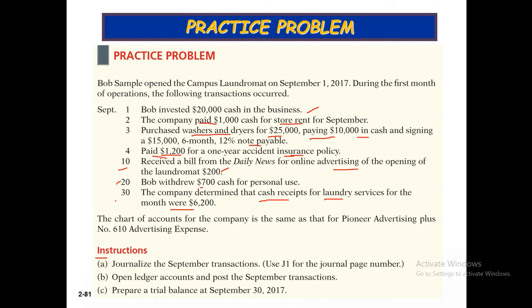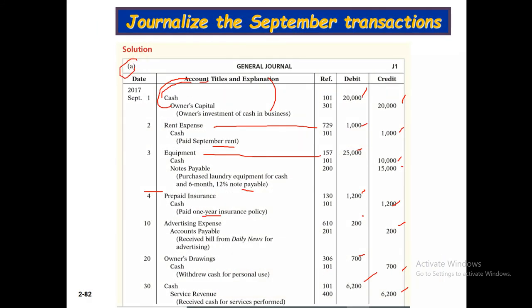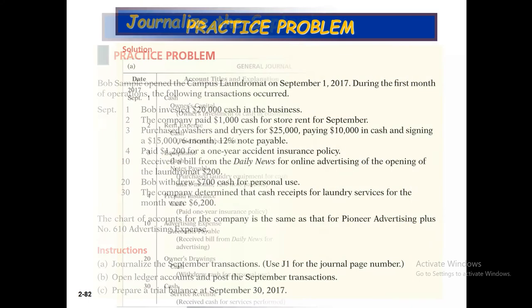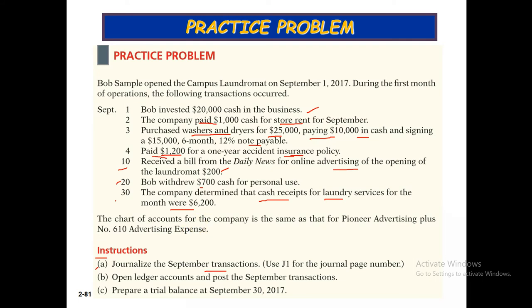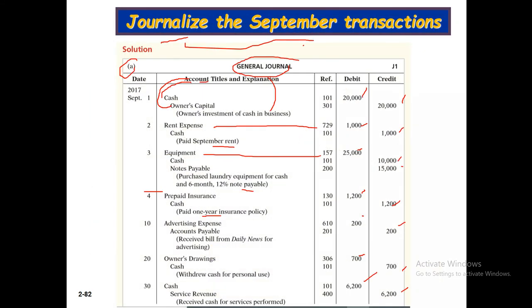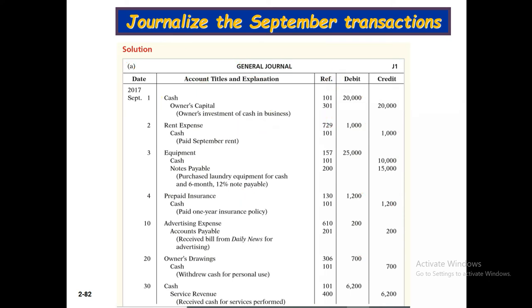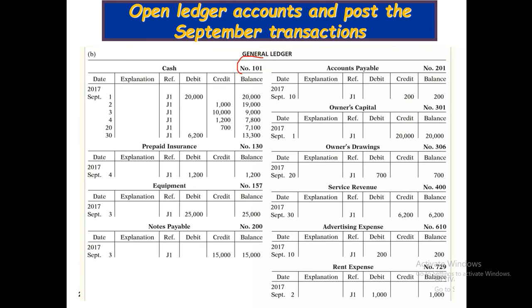So instruction A is to journalize the September transactions. This is instruction A, the journalize of September transactions. We call this the general journal. Another matter is the chart of accounts of the company is the same as Pioneer Advertising Plus. And here one more account is added, that means advertising expenses, 610. So this is the reference like Pioneer Advertising. This is the reference. That means when we shift this transaction to our ledger, this is the ledger, this is the ledger page 101.